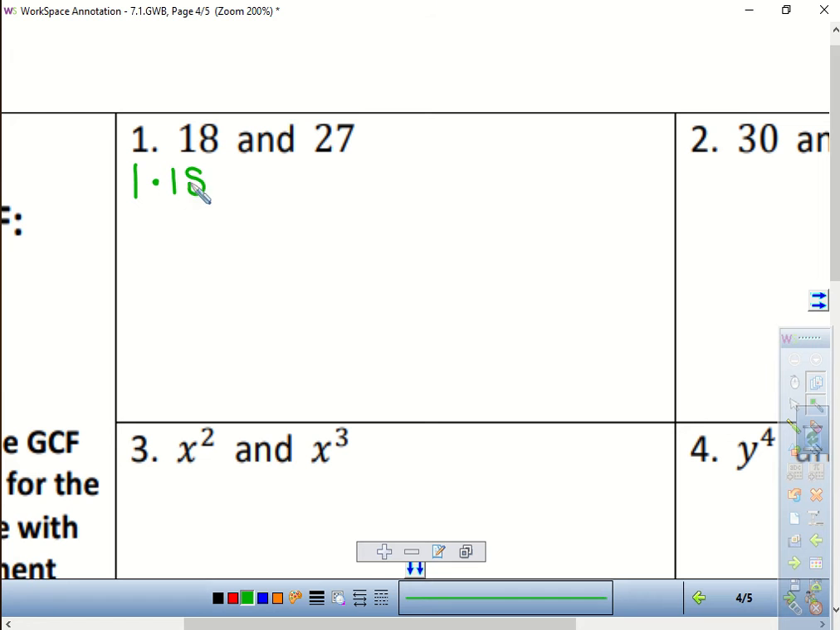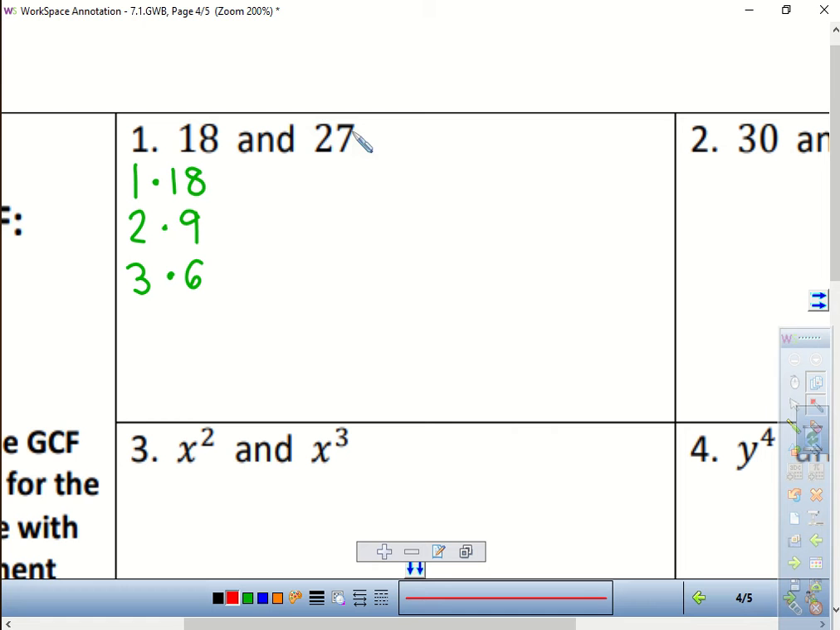1 times 18 is going to give us 18, the product of 1 and 18. The product of what two other numbers would also give me 18? 2 and 9. Good. And 6 and 3. Good. So I listed out all of the factors of 18. Can anybody think of any other ones? I don't think there's any more, right? So we're going to move on to 27.